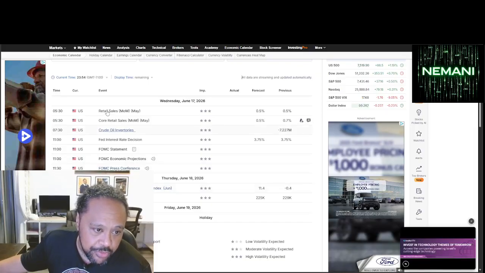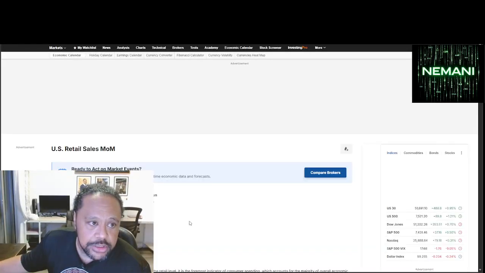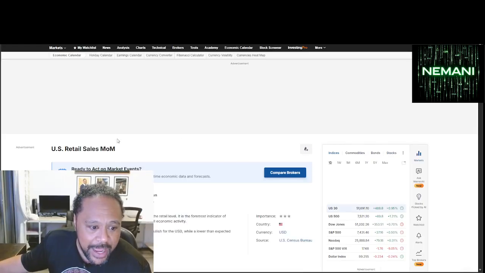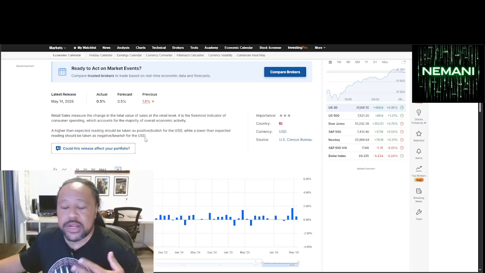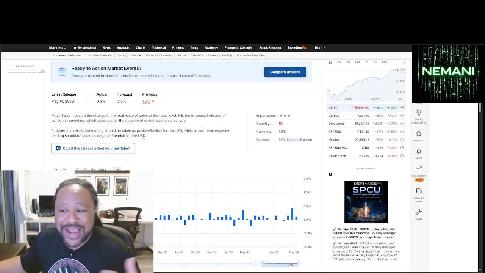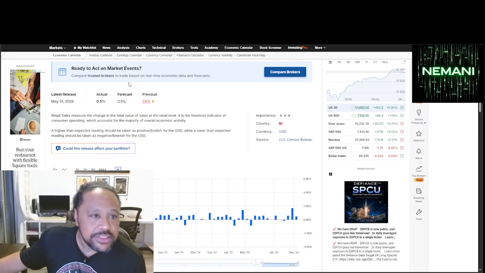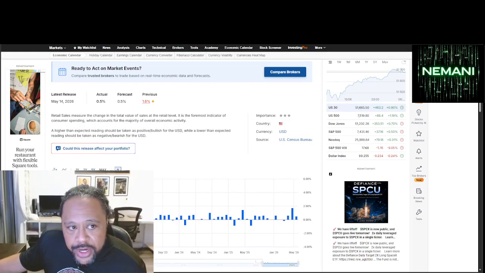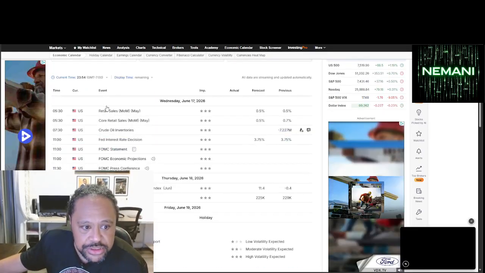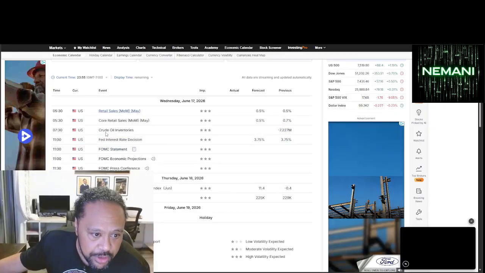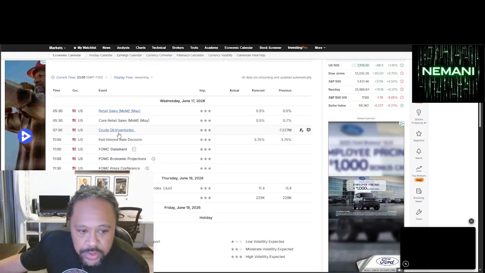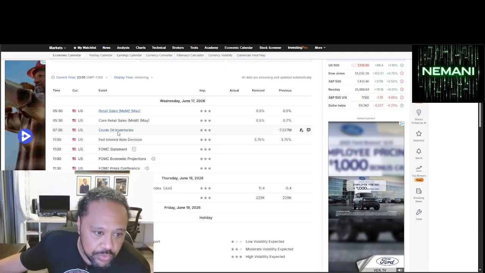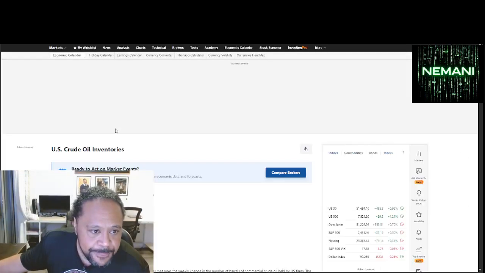For example, you go here and click on retail sales. It opens up another tab and breaks it down for you. It's really good to inform yourself and understand what these markets are, what each thing does, why it's important, and how it affects you. For example, if you trade CL, which is crude oil, crude oil inventories would be an important event for you. You would click on it and see what the projection is and what the actual is.